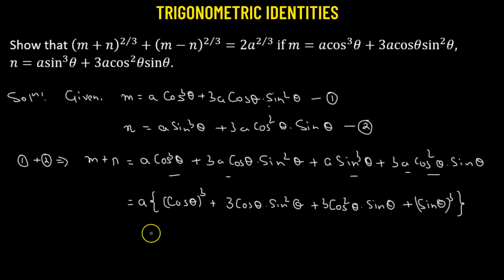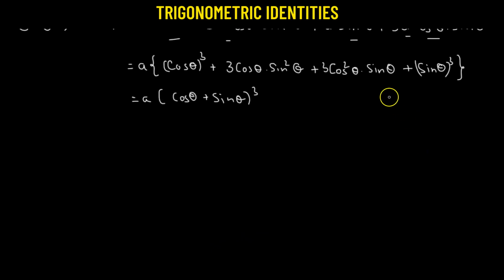Now, this is actually the expansion of (cosine theta plus sine theta) whole cube. So let me state why this is true. Because we know that whenever we have (a plus b) whole cube, when you expand it, that becomes a cube plus 3ab squared plus 3a squared b plus b cube. So in that case, we have assumed that a is equivalent to cosine theta and b is equivalent to sine theta. Fine. So this is the value of m plus n.